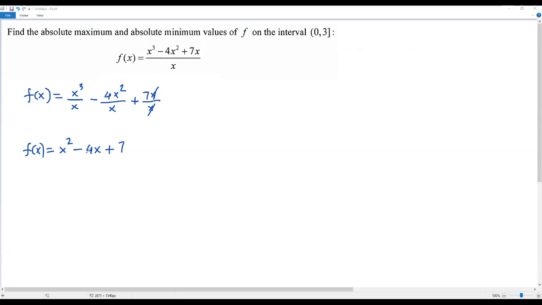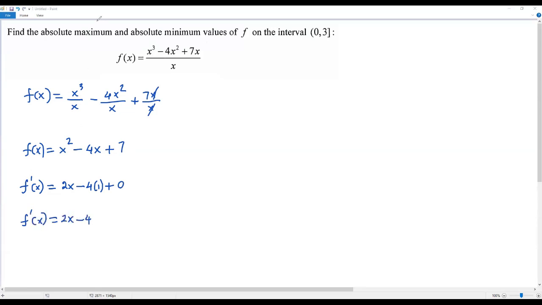Now, to get the critical number, I have to get the first derivative of the function. So f'(x) equals, using the power rule, the derivative of x^2, which is 2x. Next, the constant in the term 4x is multiplied by the variable x. When I find the derivative, if a constant is multiplied by the variable, I keep the constant as it is and find the derivative of the variable alone. The derivative of x with respect to x is 1, and the derivative of the constant 7 is 0. So f'(x) = 2x - 4.